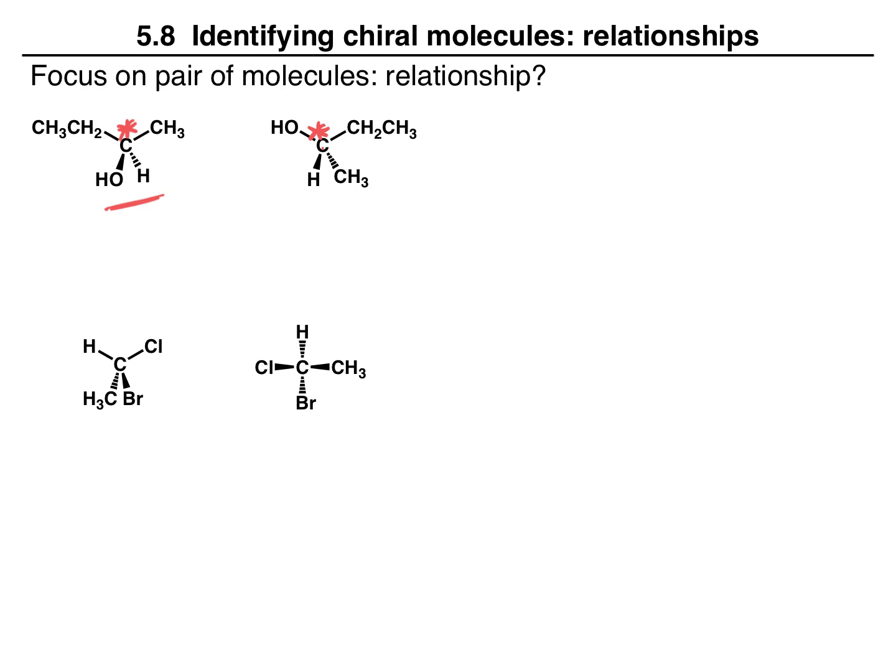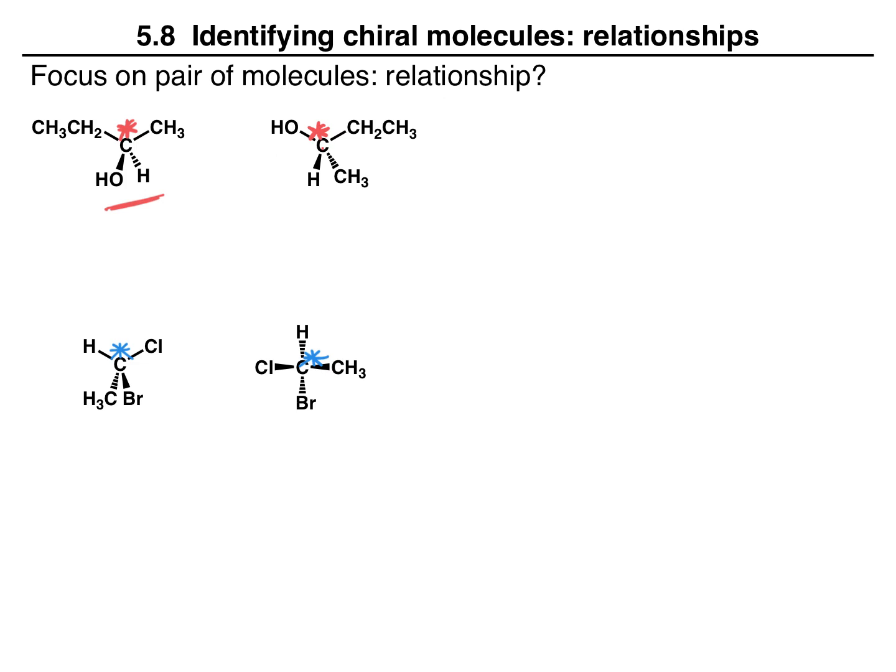Same thing down here. This is a chirality center because the carbon is connected to four different groups. This is a chirality center because the carbon is connected to four different groups. But is this the same as this, or are these enantiomers of each other? One way that you could determine the relationship between them would be to build a model of this one, build a model of this one, and then compare your physical models.